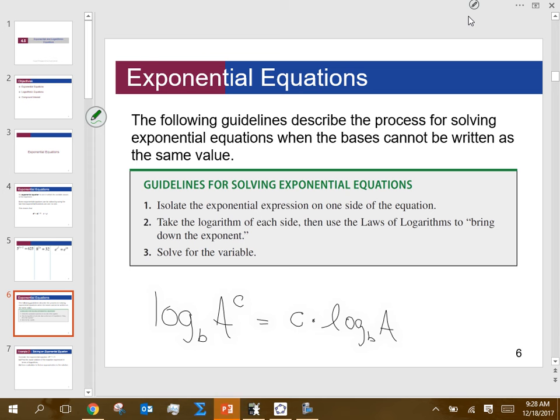The purpose of using that is that this c here is going to be like the 2x plus 2 or the 3x minus 5 or the x squared that was in the last problems. It's going to be the exponent. It's going to have variables in it, and that will allow the variable to come out of the exponent. And then once we apply that, we just solve for the variable. So we just use our algebra 1, algebra 2 skills to isolate the remaining variable.